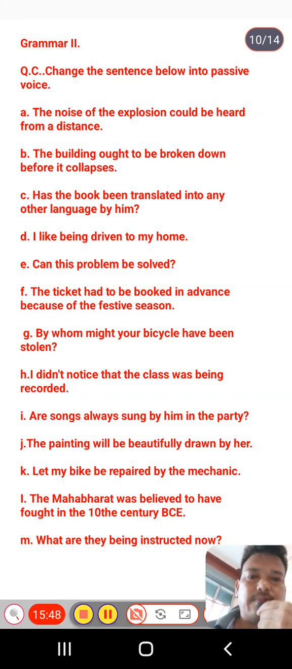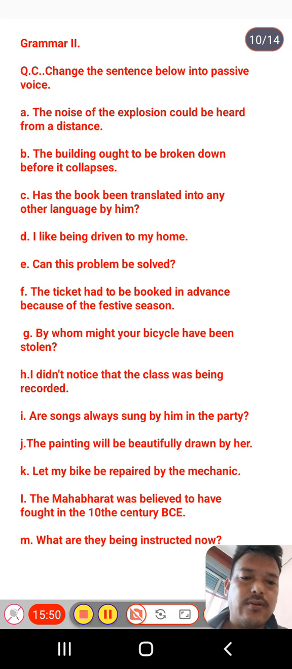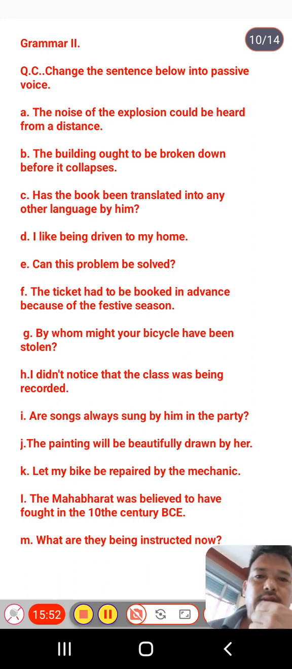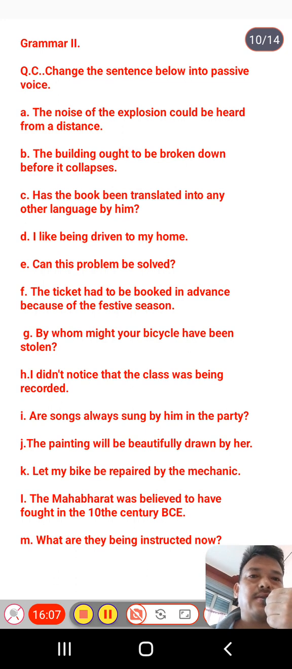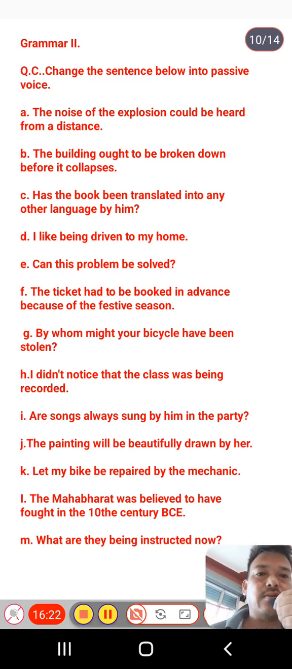The noise of explosion could be heard from a distance. Okay, while this is first, we have to write the object of the sentence. What is the object? The noise of explosion. And then can or could, then be, and be. We always use verb 3 while doing passive voice. Yes, we don't use V1, V2 and others, but rather we have to use V3 always.